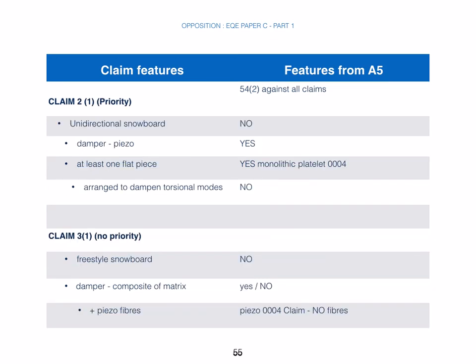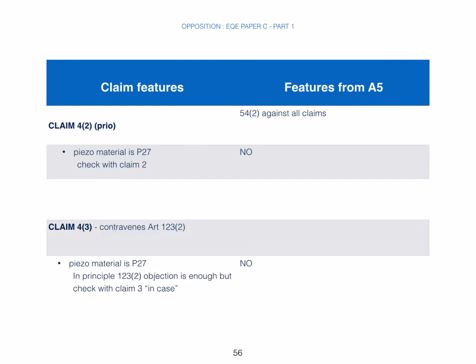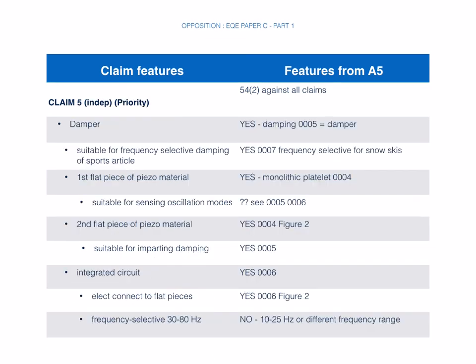Now we go to claim 2. Unidirectional snowboard, no. Damper, yes. At least one flat piece, yes. Arranged to dampen, no. Claim 3, freestyle snowboard, no. Damper, yes. Composite matrix, no. Plus piezoelectric fibers, no fibers. Then we go to claim 4. The feature P27 is not disclosed in A5, so the claim 4 feature is not disclosed. Then we go to claim 5.